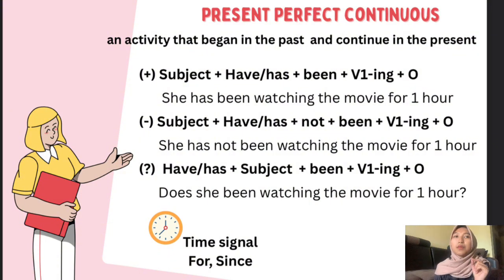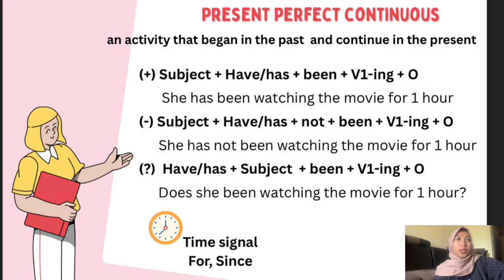So in the negative sentence, she has not been watching the movie for 1 hour. So in the interrogative sentence, has she been watching the movie for 1 hour? Okay. The time signals in the present perfect continuous are for and since. Okay.